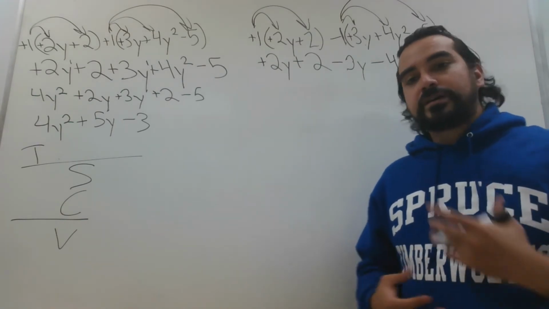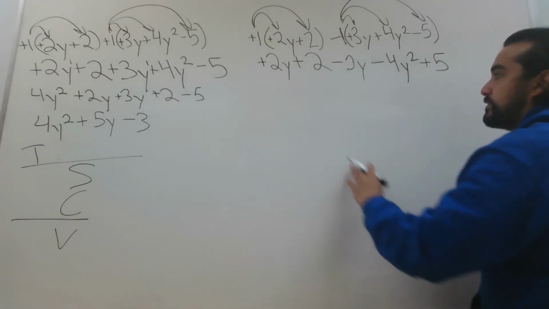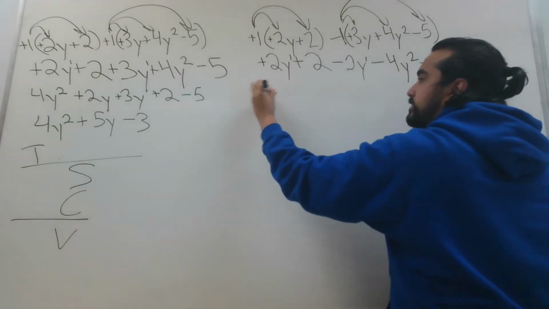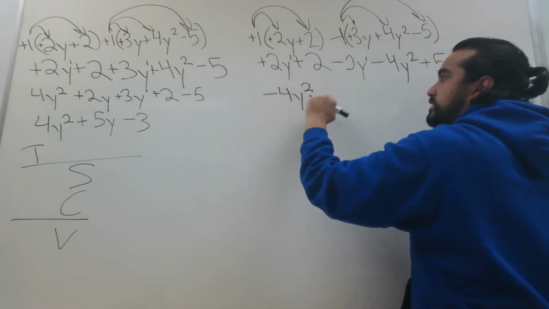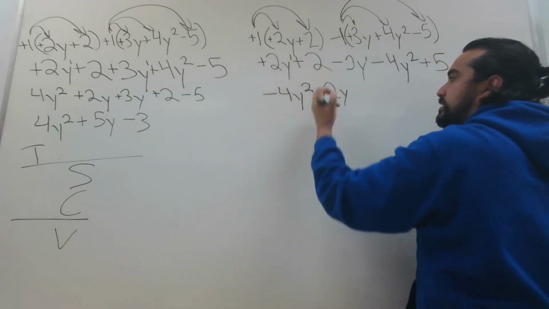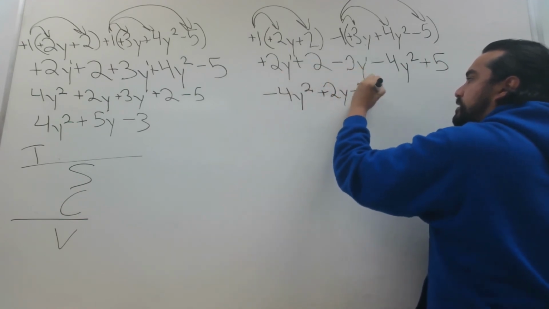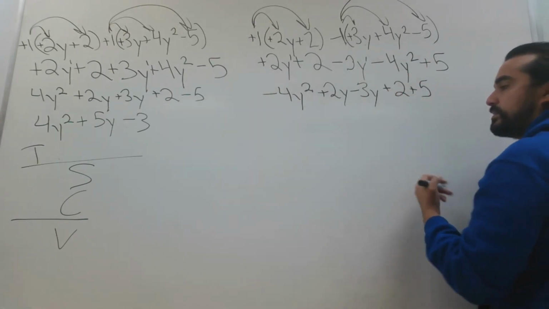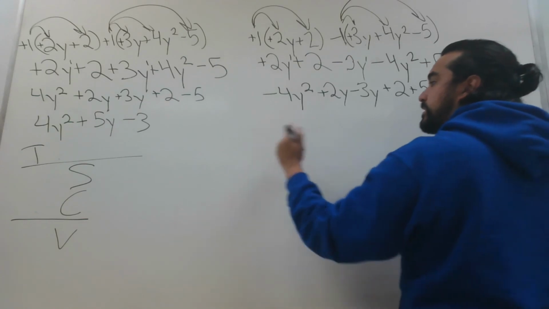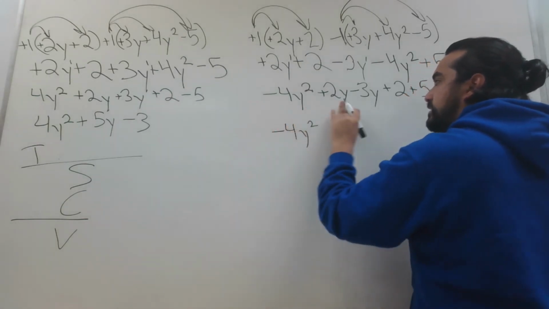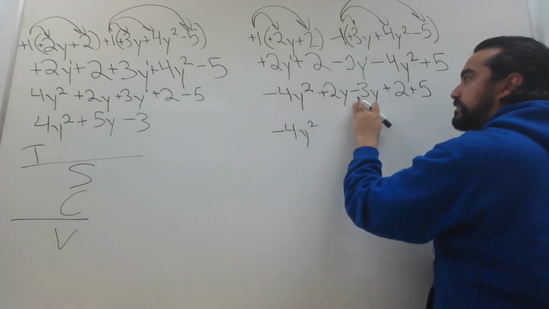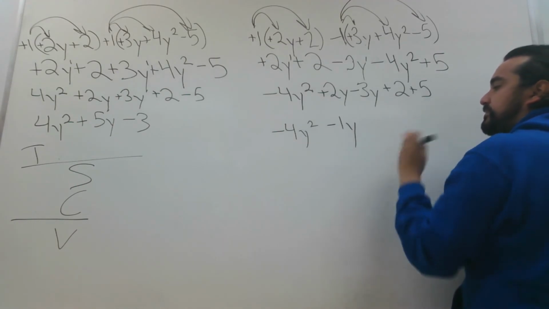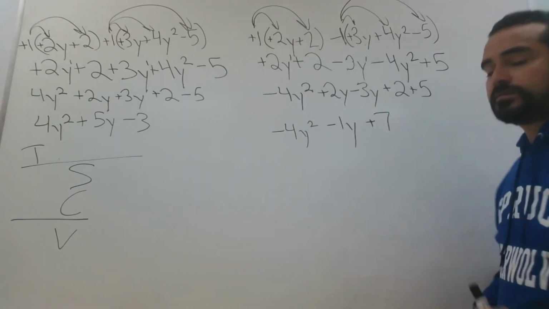Same as before, we're going to do it by greatest degree. So we have a degree of 1, a degree of 1, and a degree of 2. So we're going to have negative 4y². My degree of 1 is positive 2y minus 3y. And then my constants are positive 2 and positive 5. Now we can go ahead and combine like terms. And we have negative 4y². Since these two are like terms, positive 2y minus 3y gives us negative 1y. Positive 2 plus 5 gives you positive 7.